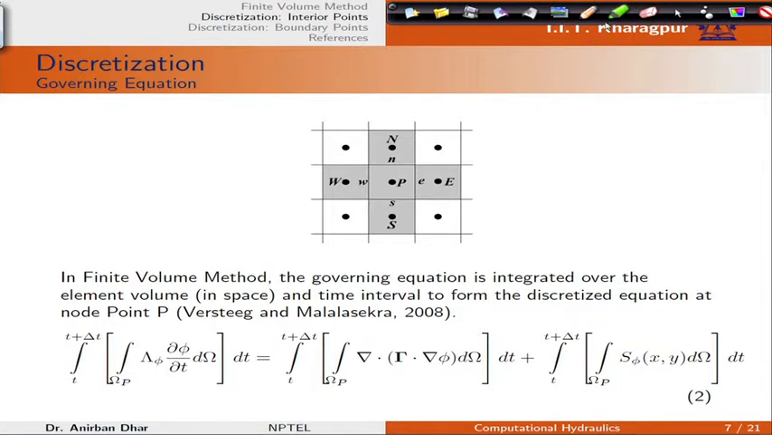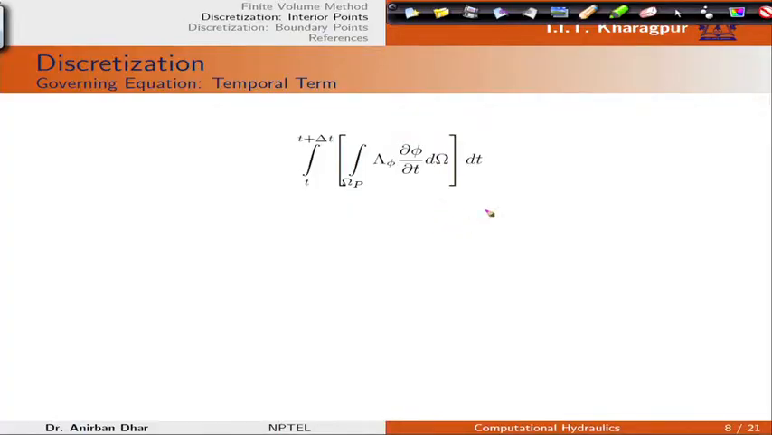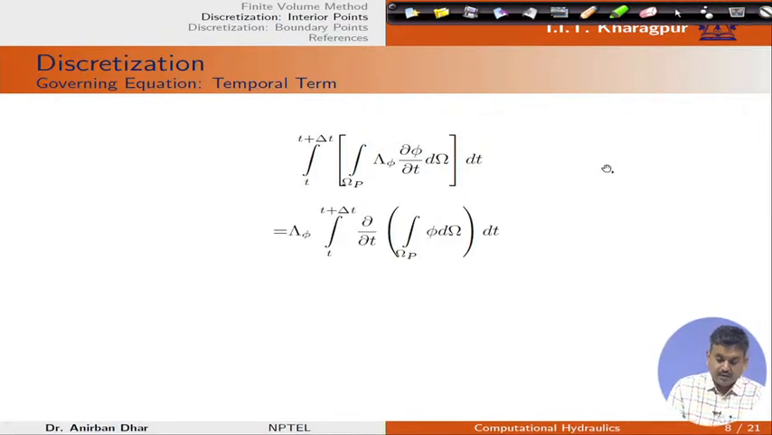Now, let us consider the discretization for individual terms. In the first case we have this temporal term. This quantity is not varying with time. Let us consider this is constant, so we can take this term out of this integration. We can write this term, the spatial integration with respect to the temporal derivative. We can take this integration sign inside and let us integrate this phi over this element volume.